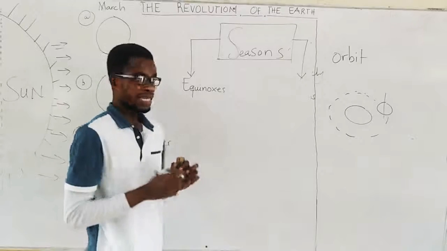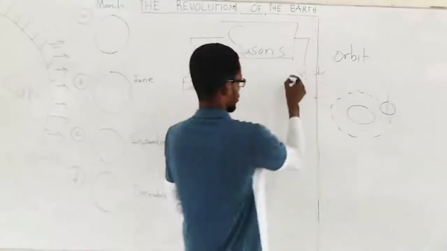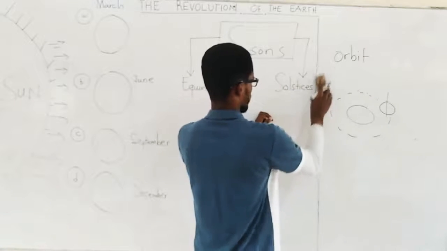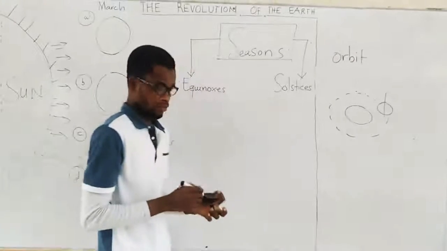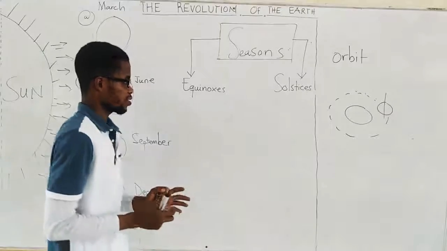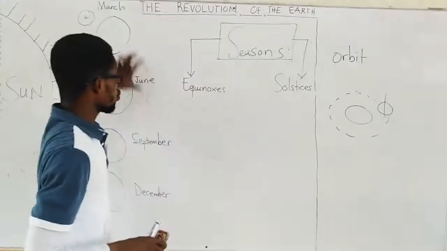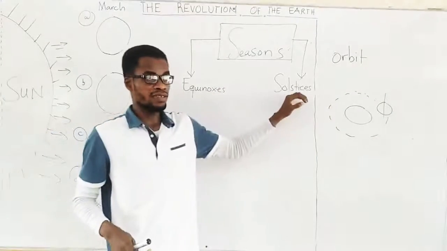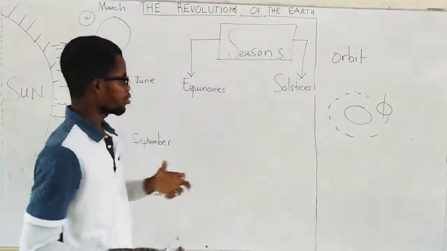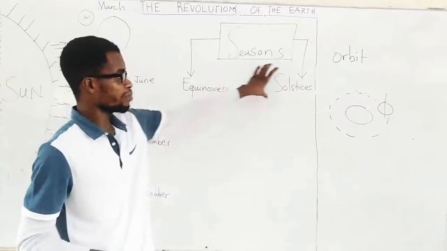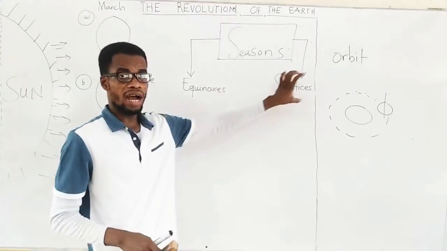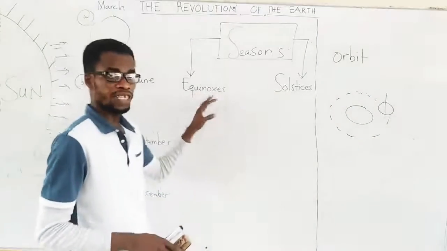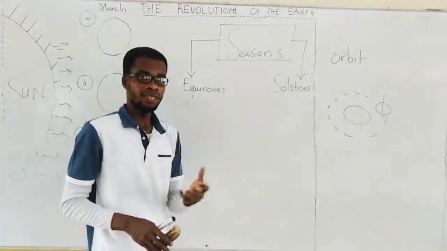we call them equinoxes. And then we have solstices. Equinoxes, solstices. So two of the seasons will fall under the equinoxes, and two of the seasons will fall under the solstices. So take note of that. Two major groups that the seasons are being categorized into, namely equinoxes and solstices. Now, which ones fall under the equinoxes and which ones fall under the solstices?